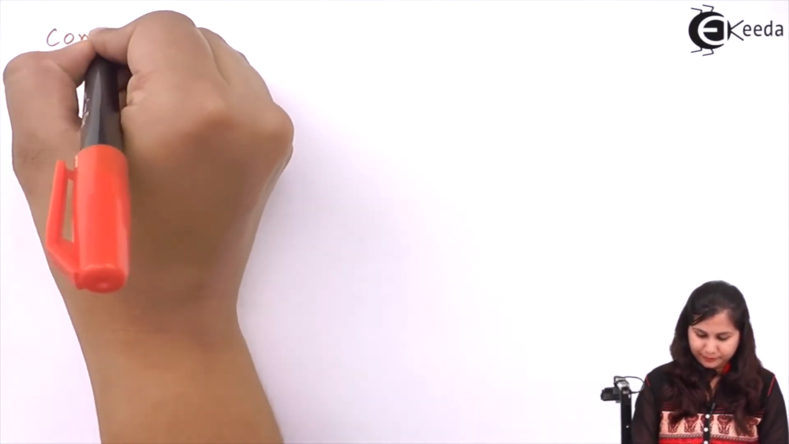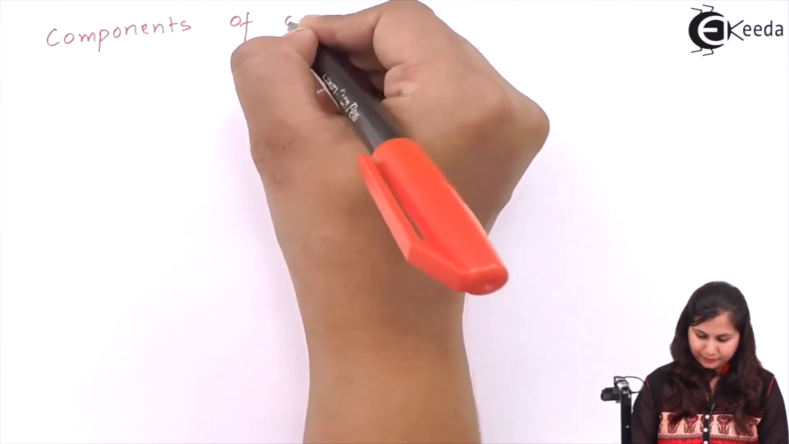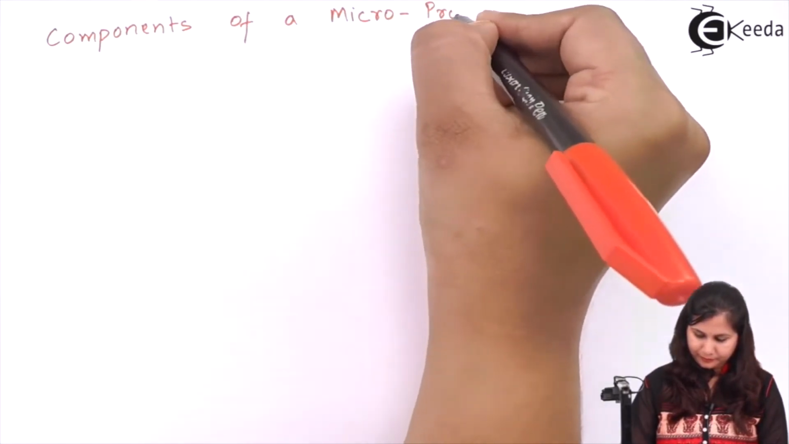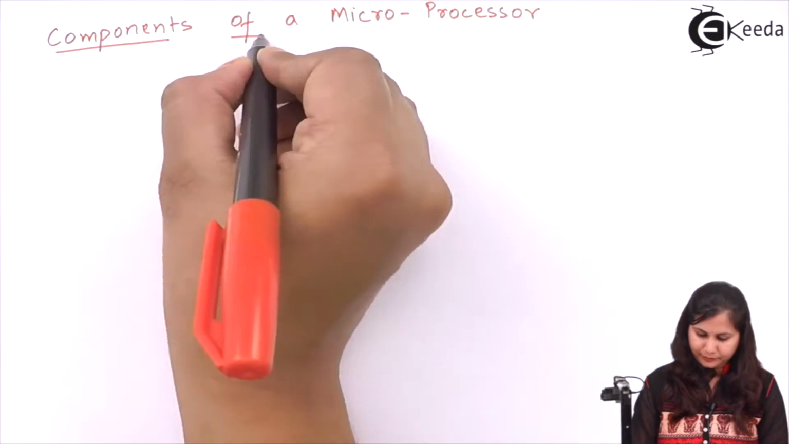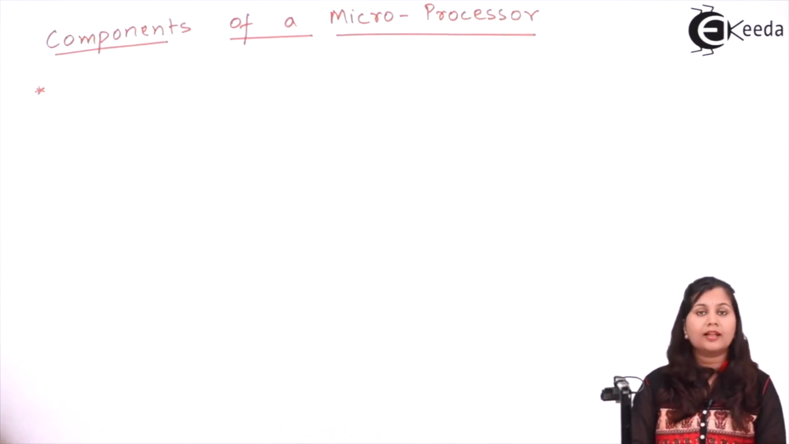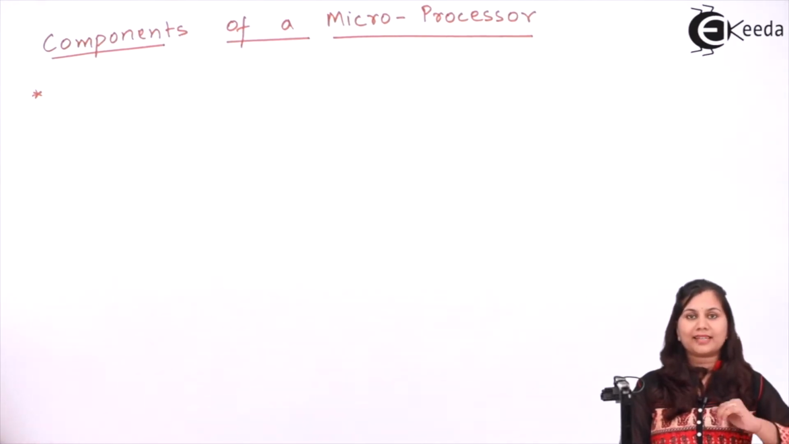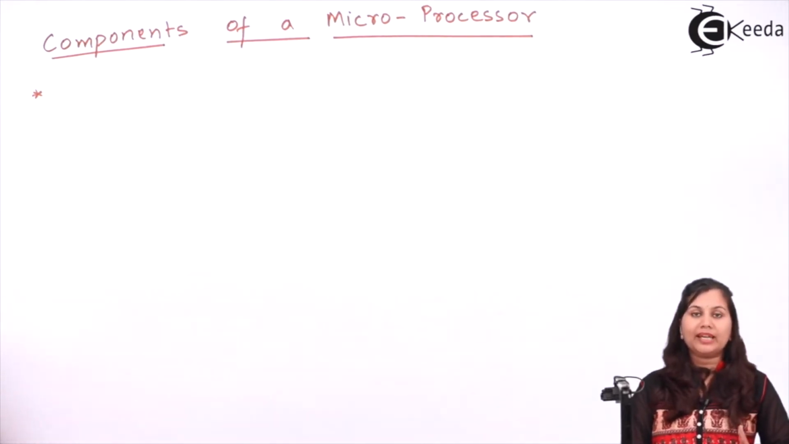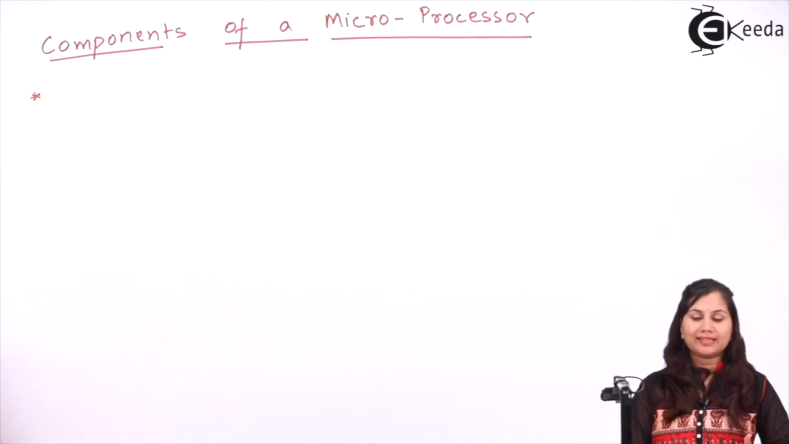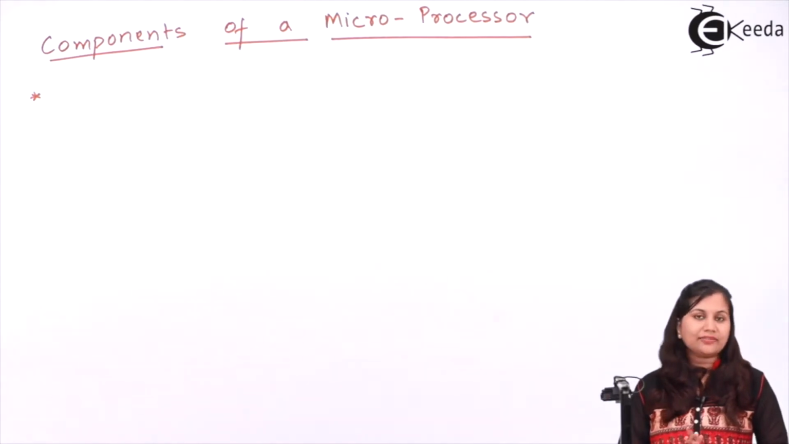Study about the various components of a microprocessor. The various components of a microprocessor are the arithmetic and logic unit, memory, input devices, output devices, and we have the control unit and register array. These are the various components of a microprocessor.